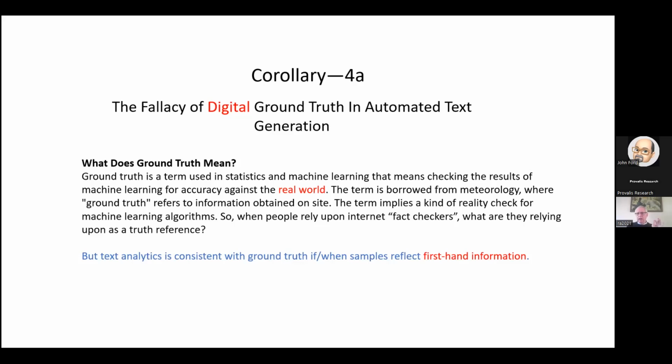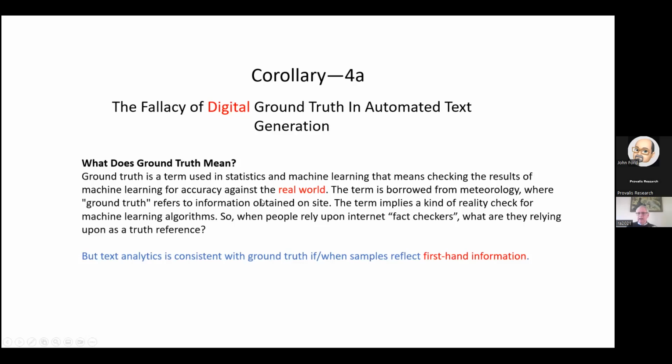And that is that when you see text that is anchored in real testimonials, firsthand information, things of that nature, it's far more likely that it is anchored in what might be called ground truth. It's borrowed from meteorology, and now data scientists use this quite a bit, where I'm anchoring this in personal observation, not in some other digital format, right? So the fallacy I'm saying here, the fallacy of digital ground truth exists.